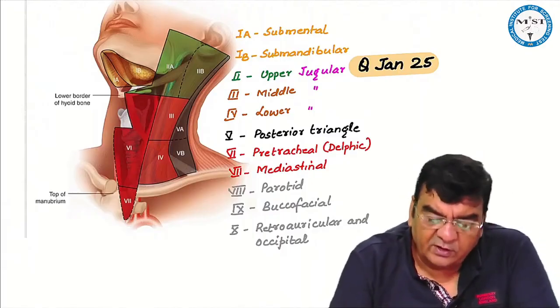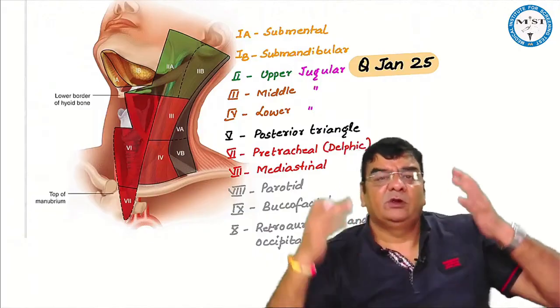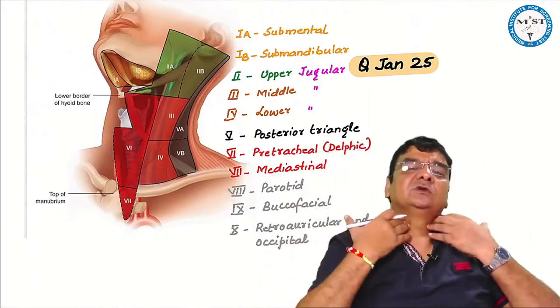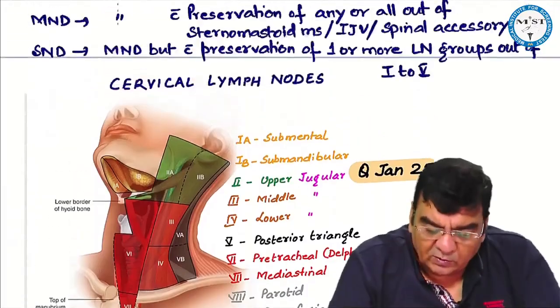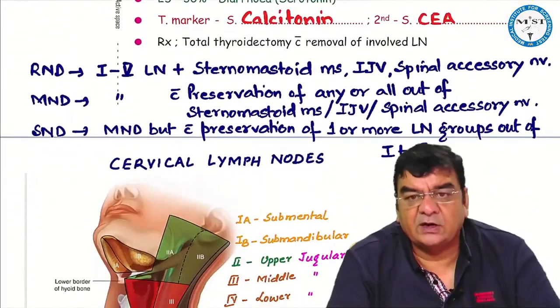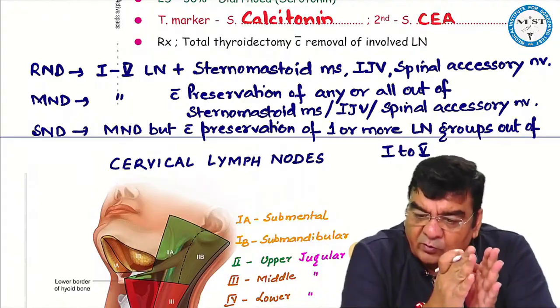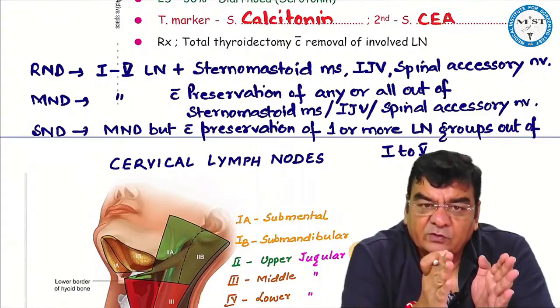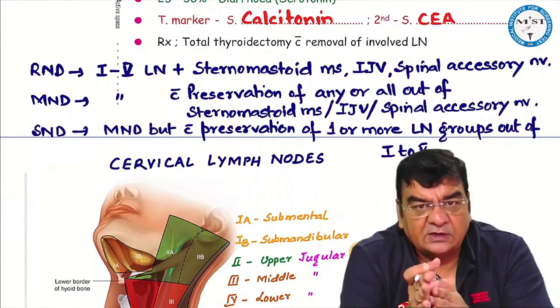There can be different types of neck dissections that we do in oral cancers, because the entire head and neck area drains to the cervical lymph nodes. So for head and neck malignancies which are going to the neck lymph nodes, we can do different types of neck dissection. Radical neck dissection is when we are removing level 1 to level 5 lymph nodes along with sternomastoid muscle, internal jugular vein and spinal accessory nerve.